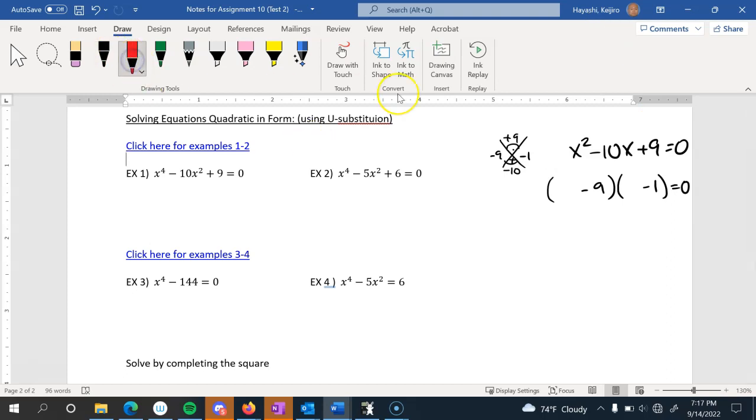And what variable is in the front of each of our factors? X. X, because we need it to start off with an x squared, right? Okay.